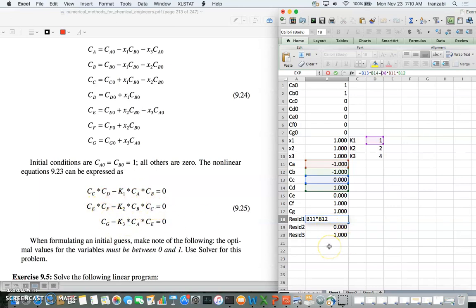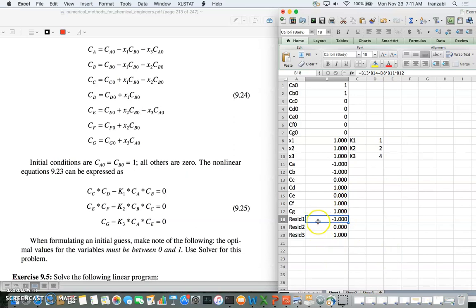So the residuals I have are nothing but the left-hand side of these equations, which is a concentration of C times D. So here's C times D, right? And then minus K1 times CACB. So this residual is nothing but the left-hand side of this one, the second residual is the left-hand side of the second equation, and the third residual is the left-hand side of the third equation. CACB all the way to CG are given right here. I calculated them already in terms of x1 through x3. So at the end of the day, I need to minimize the residual on all of these.